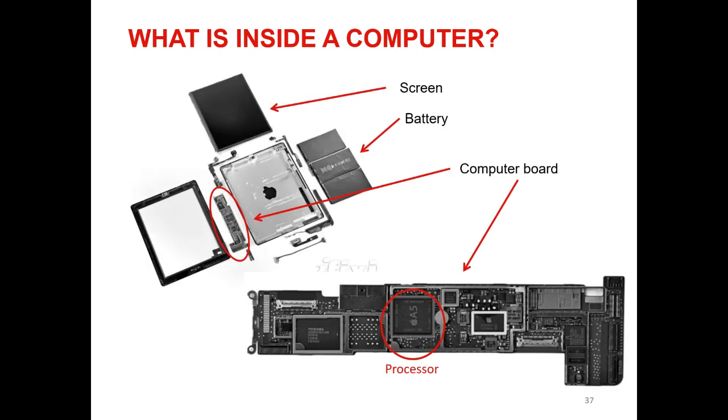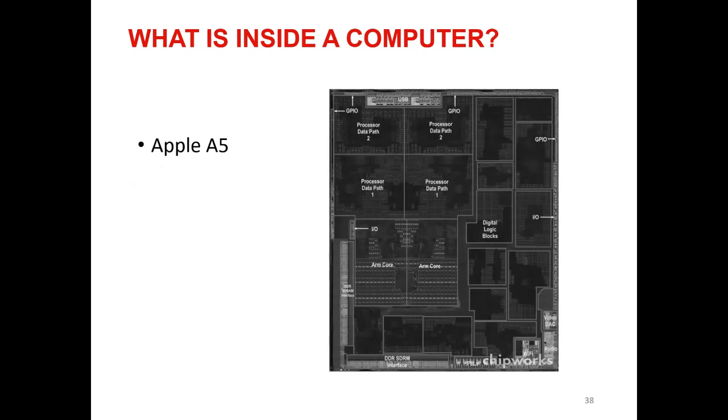Here we have, for instance, a tablet, an iPad, and you see some of the components we have just seen. We have the screen, which in this case is a touch screen. So it's the same screen, an output and an input component. We have the battery, which is not a component. Then we have the computer board, and you see that this board has the processor, which is another component of the computer. I have this processor enlarged here. This is the Apple A5.